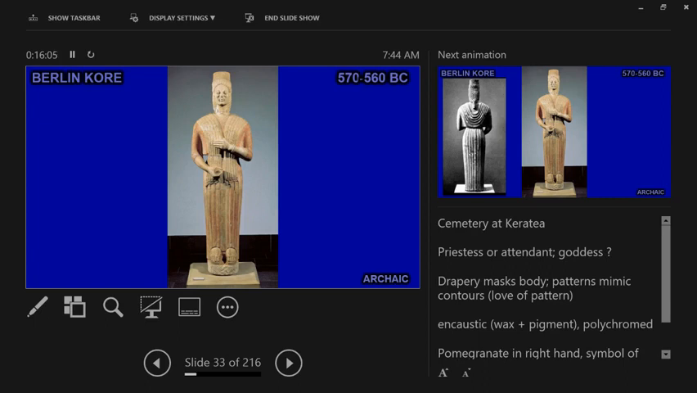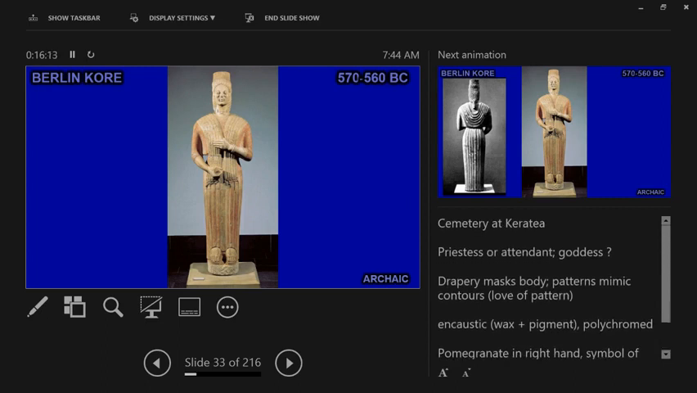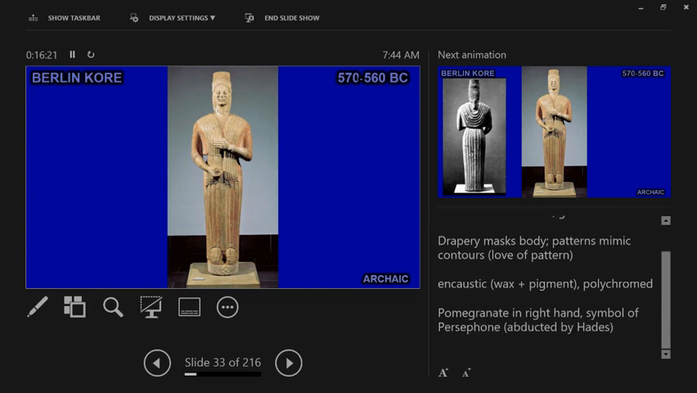All right, I want you to look at this Berlin Kore. This was taken from the cemetery at Keratea. And they don't know if she's a priestess or an attendant or possibly even a goddess. But the reason why I like to put this image in is to look at the drapery of the body here. The drapery masks the body. The patterns mimic contours. Like it's a love of pattern instead of being realistic.